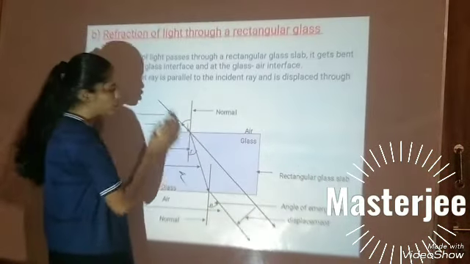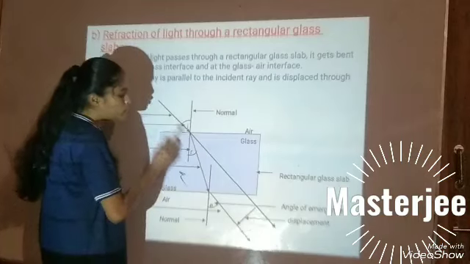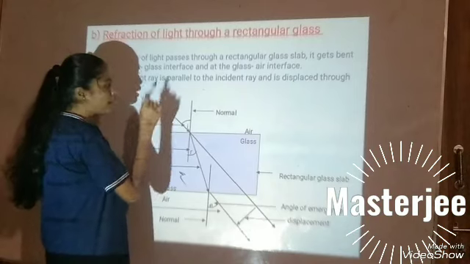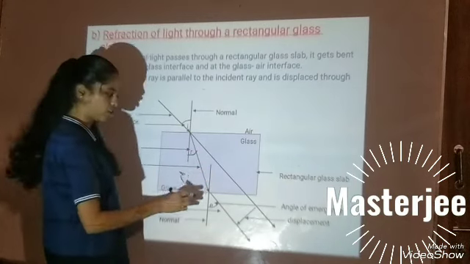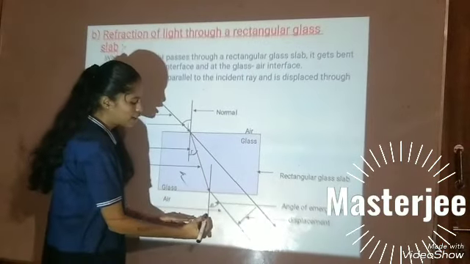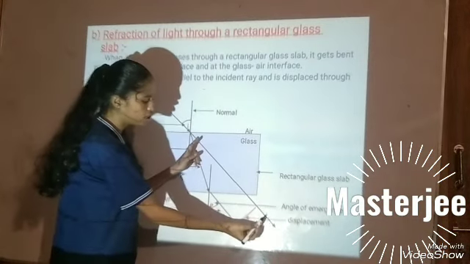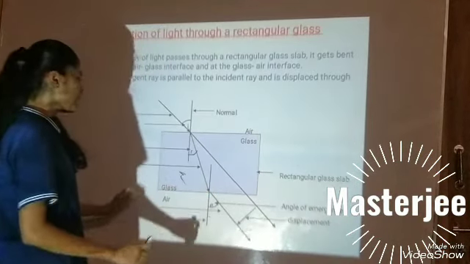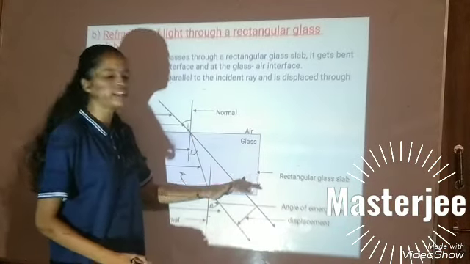Here, when the light enters the glass slab, it makes an angle with the normal, which is the angle of incidence. If it enters from the rarer medium to the denser medium, it bends towards the normal. So here we have the angle of refraction, and it further moves and emerges out of the rectangular glass slab. This ray is termed the emergent ray, and the perpendicular distance between the emergent ray and the original incident ray is the lateral displacement. In this we have taken the rarer medium as air and the denser medium as the glass slab.